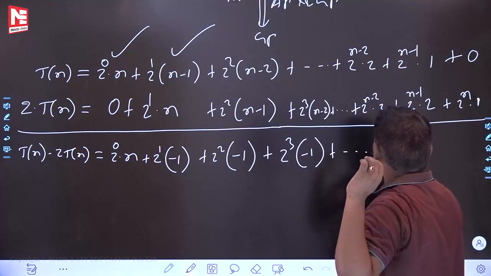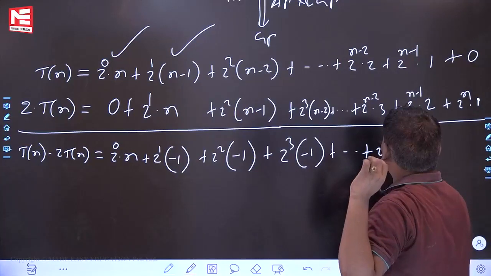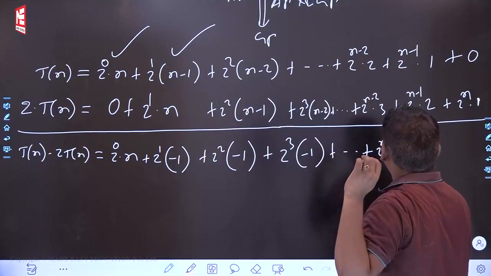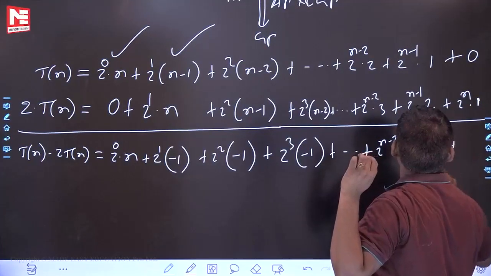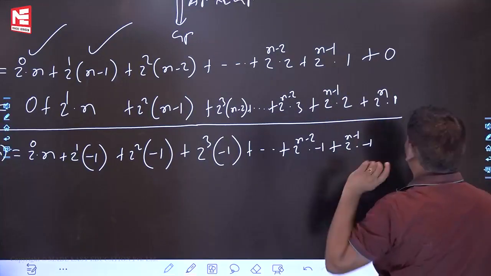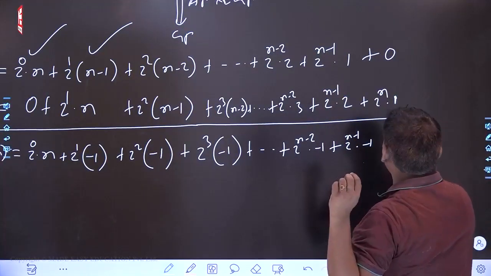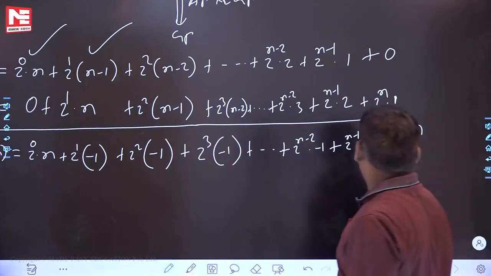Right? Can you say what about this one? Let me check here. 2 minus 3 means minus 1. Same. 2 power n minus 2 into minus 1. Here 2 power n minus 1 into minus 1. Right? Into minus 1. What about this one? Minus 2 power n. Right?